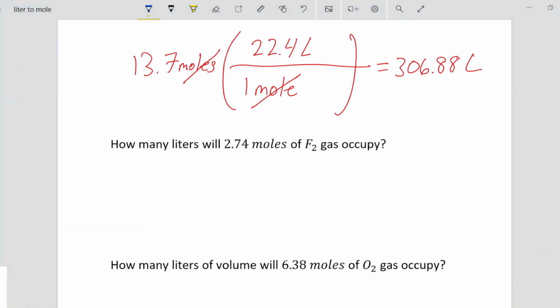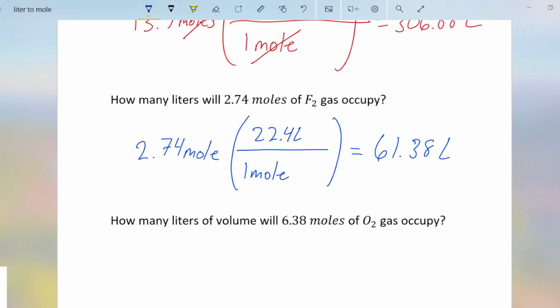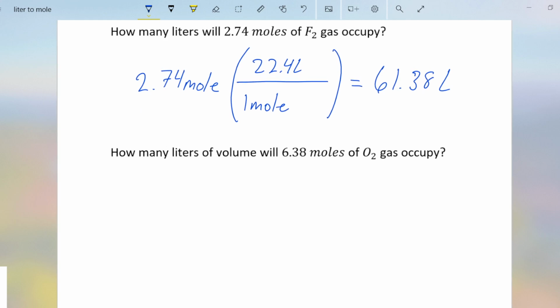Then we have, how many liters will 2.74 moles of F2 gas occupy? That's that fluorine diatomic gas. And to figure this one out, we just do what we're doing before. 2.74 of our moles. We are on Mole Island, and we want to go to Liter Island. So we put 1 mole down below, and above we put the 22.4 liters. I get 61.38 liters of gas. So my 2.74 moles of gas will occupy 61.38 liters of volume at STP.